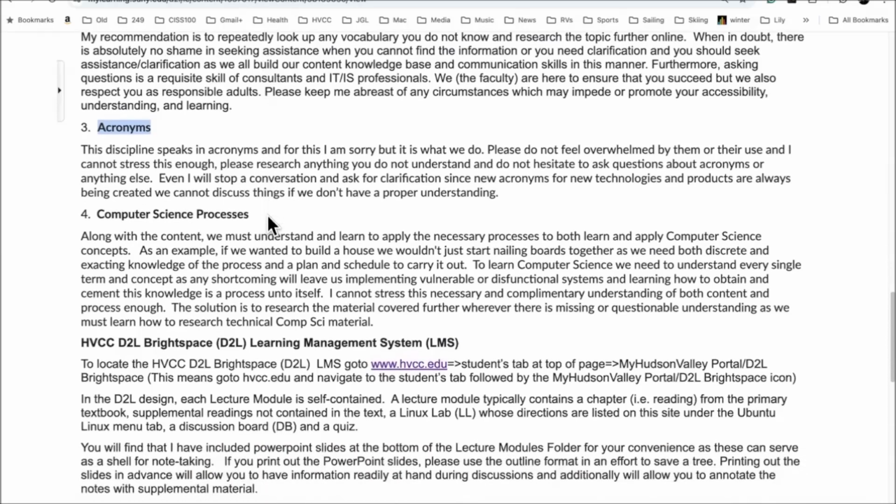Okay. As I said, one of the challenges in getting into this discipline is not just learning the concepts of computer science, but learning the processes that we need to learn the concepts. Again, a lot of this has to do with the terminology, that exacting, precise nature of it.